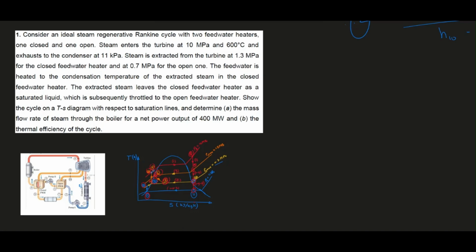So let's go ahead and find the efficiency, find what is our heat lost from the condenser, and what is the heat that is added to vaporize feed water into steam. Okay, so that's the purpose of this video, to find the mass flow rate and the efficiency, and then it's done. The problem is done. All right.